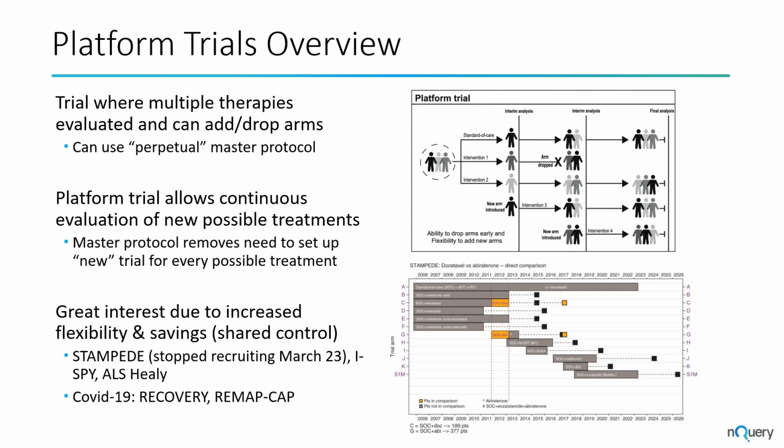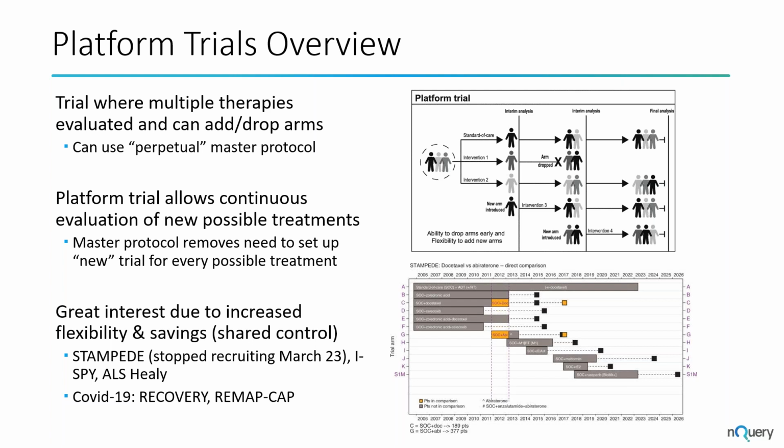STAMPEDE, which actually finished recruiting in 2023, though I assume evaluations will continue for a while longer, in the context of prostate cancer, is probably the pivotal trial in platform trials. There are so many offshoots in terms of research and interest from STAMPEDE. It's a testament to the research done there that it really set the tone for what is possible in terms of these platform trials. I-SPY, another famous early one, a more recent one would be HEALEY ALS.